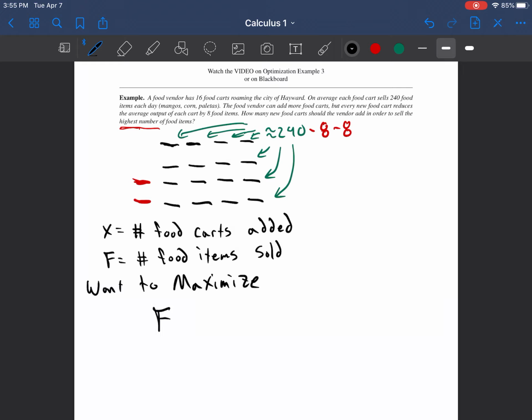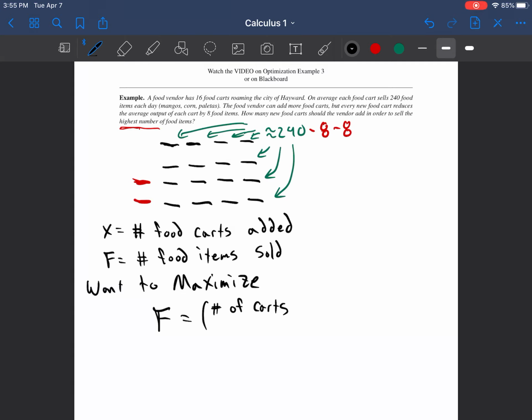The equation F, right? So the number of food items sold. So let's try to generate an equation for this. If you think about how many food items are being sold, I'm going to write this in words here. It's going to be the number of carts, right? So how many carts do you have on the street?